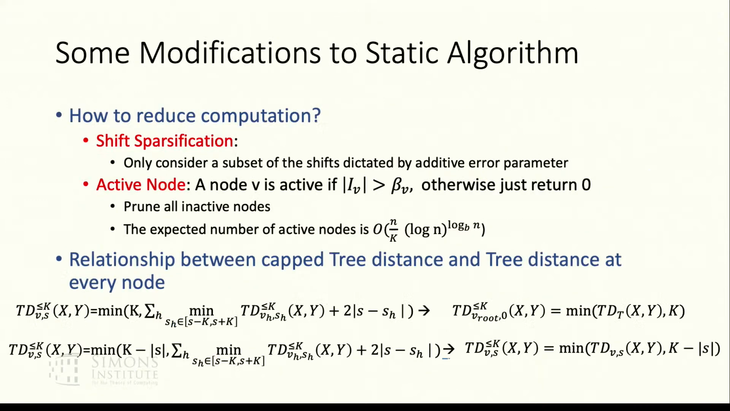So in fact, you could have done this analysis for the static algorithm just using active nodes and not shift sparsification. In fact, I think that's what the EQ algorithm does. They just consider active nodes, and don't consider shift sparsification. But for the dynamic algorithm, you need to consider both shift sparsification and active nodes. We also have to modify this definition a little bit, so I will not bore you with how you cap the tree distance, because the capped tree distance previously didn't allow certain inequalities to hold at the internal nodes. But anyway, we have to change the definition a little bit as well. So we have shift sparsification and active nodes.